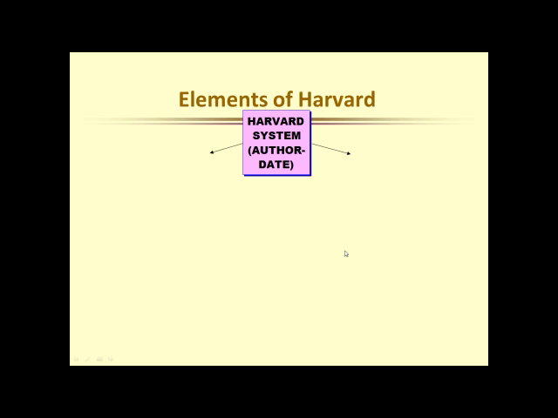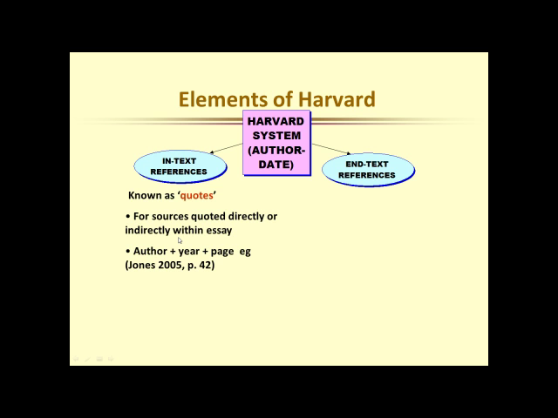The Harvard citation system has two requirements. One is in-text referencing and the other is end-text referencing. The first is to record the in-text requirements, that is the author and date or year, whenever you use a quote from a source, whether it is a direct one, that is the exact words of the author written in single quotation marks, or indirect, where you change the exact wording around a little bit and don't use quotation marks at all. The example here is Jones 2005, page 42. Note that it is his surname only.